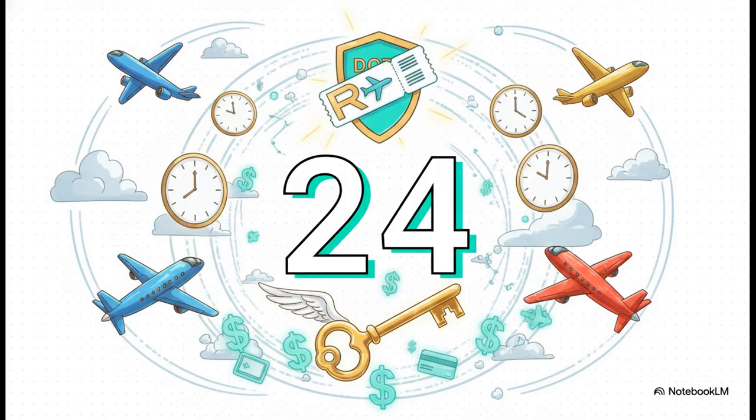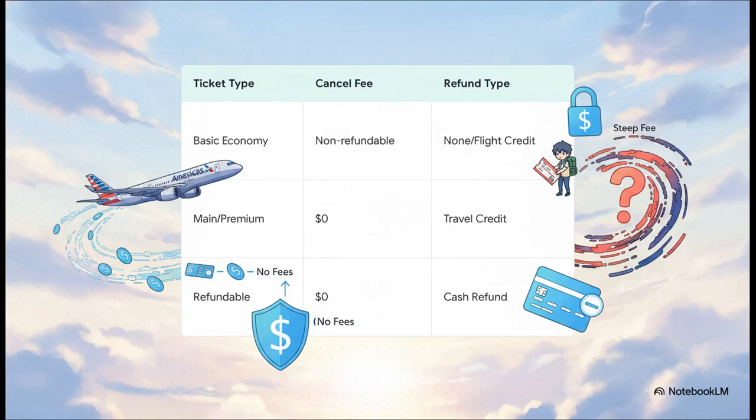So what does this actually mean? It means regardless of what kind of ticket you buy, even the strictest basic economy, if you cancel within 24 hours of booking and your flight is at least 2 days away, you get a full 100% cash refund back to your original payment method. Period.